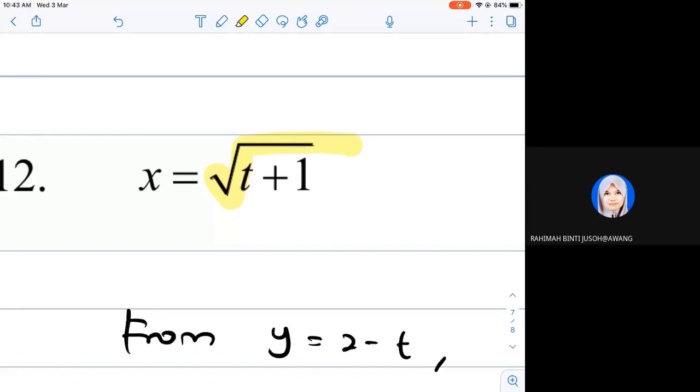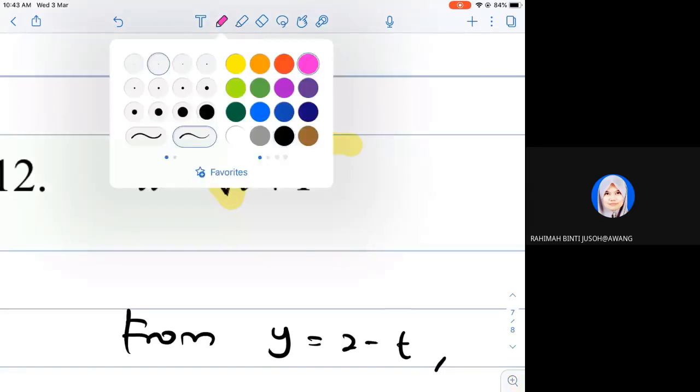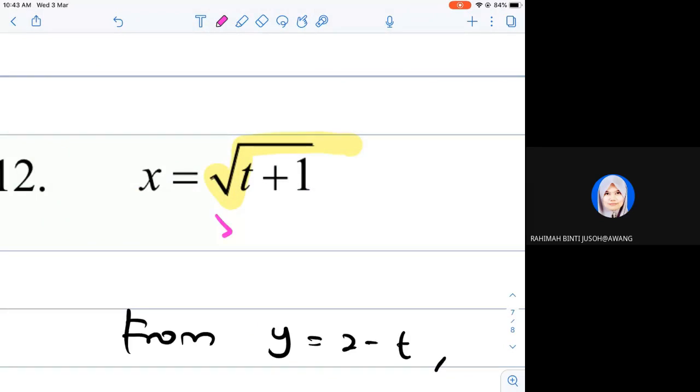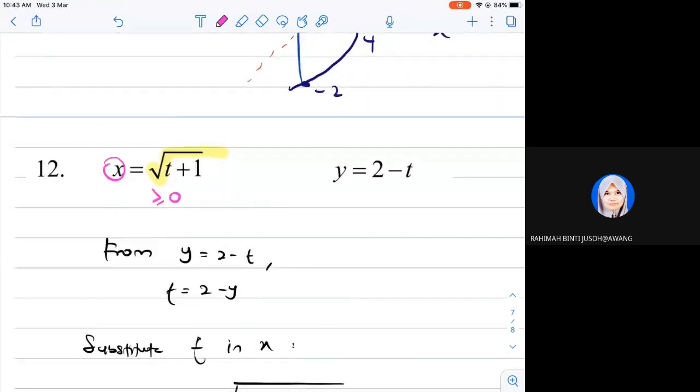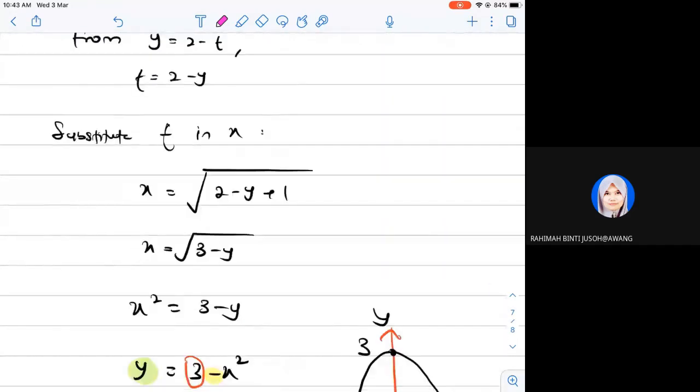Always bear in mind, square root sign means the values must be always positive. Always positive. Okay, so in this case, x must be always positive lah. Okay, sebab x yang ada square root sign. So bila x sentiasa positif, bermaksud x hanya ada di sebelah kanan ke kiri?